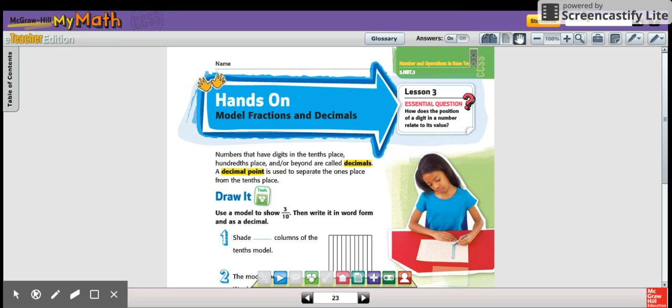All right, today we are going to look at modeling fractions and decimals. We're going to look at how they are related. Numbers that have digits in the tenths place, hundredths place, and beyond are called decimals. And this is something we probably should have looked at before we did the others. A decimal point is used to separate the ones place from the tenths place.